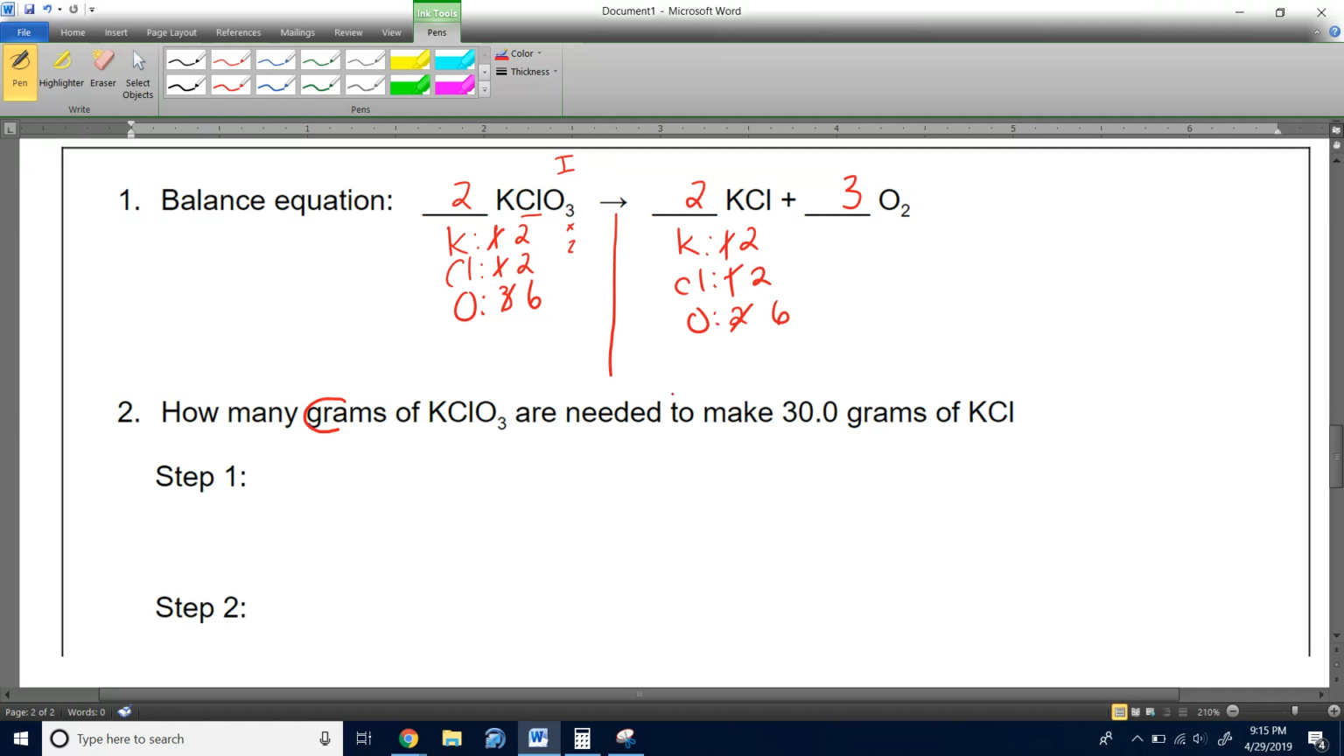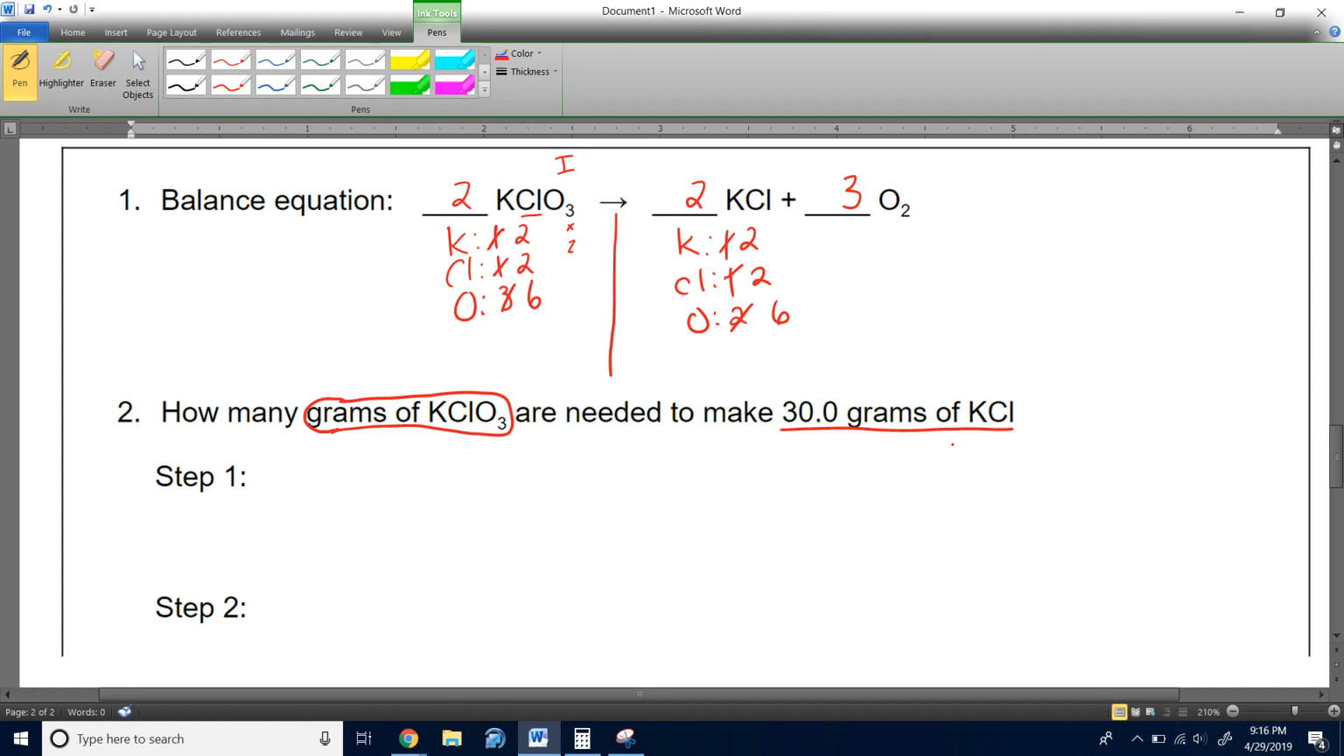So what are we looking for? The question is asking us how many grams of potassium chlorate. That's what it's asking us. Right after how many, typically it's going to give you what you're looking for. So that's our first step: we're going to circle what we're looking for. And then we're going to underline what's given. That's our second step. Now what's given is right here, which is perfect.